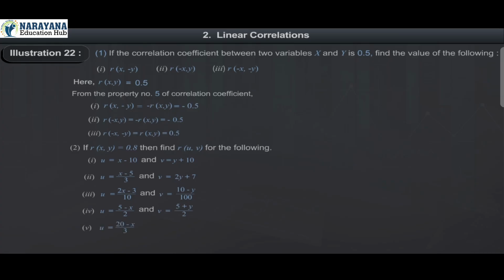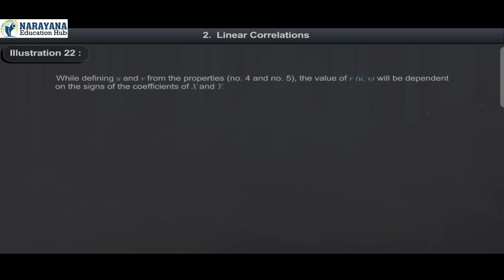5. u is equal to (20 minus x) divided by 3 and v is equal to (20 minus y) divided by 7. Here r xy is equal to 0.8. While defining u and v, from the properties number 4 and number 5, the value of r uv will be dependent on the signs of the coefficients of x and y.